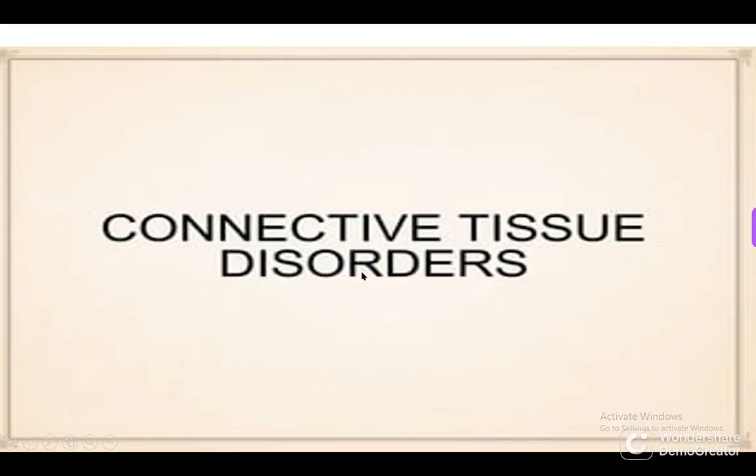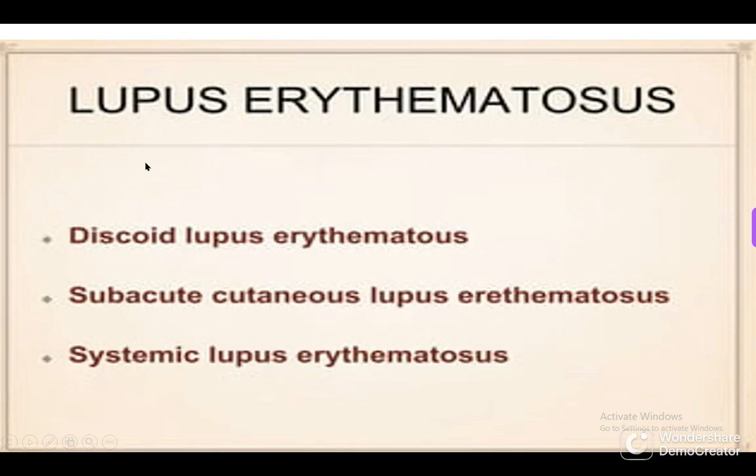Now, first in our discussion, very important are the collagen diseases, the connective tissue disorders. Most of these diseases run parallel with the autoimmune diseases. For example, lupus erythematosus may be discoid lupus erythematosus, which is separate from subacute cutaneous lupus erythematosus, and the third is systemic lupus erythematosus. There are three types: clinically, morphologically, or histopathologically.